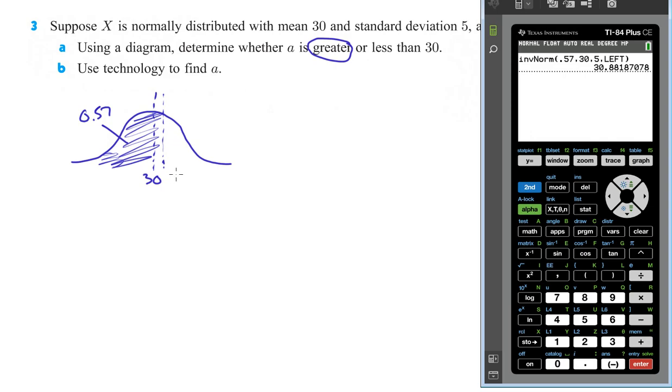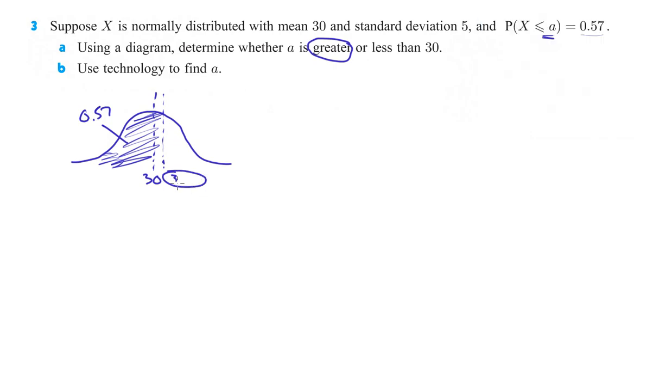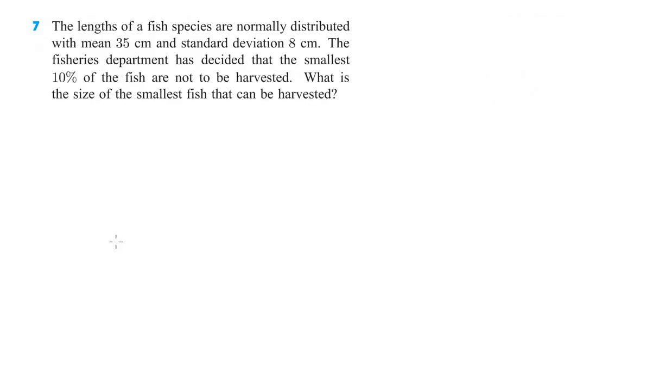So we're going to call this number about 30.9. Okay. So 57% of the data is less than or equal to about 30.9. Okay, taking a look at the next one here.